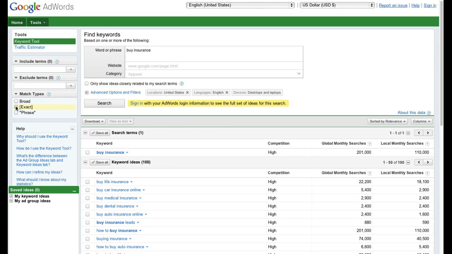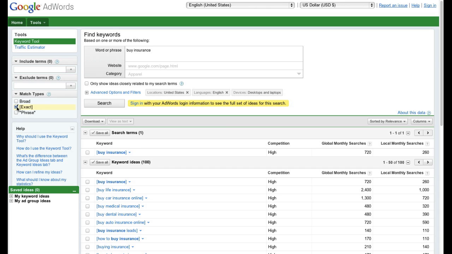So I'm going to switch this now to exact. And now you'll see, aha, okay, well only 720 people around the world are looking for the exact terms buy insurance. Now that may seem low to you, but if you think about it, when someone's looking for insurance, they're not just looking for generic insurance, they're looking for something like car insurance or life insurance, things like that. And that's why exact is really what you want to be looking at.